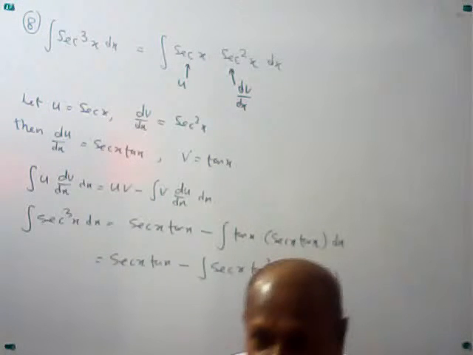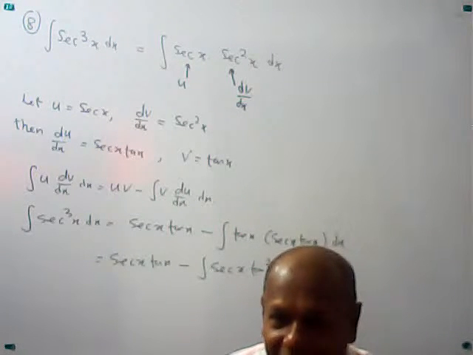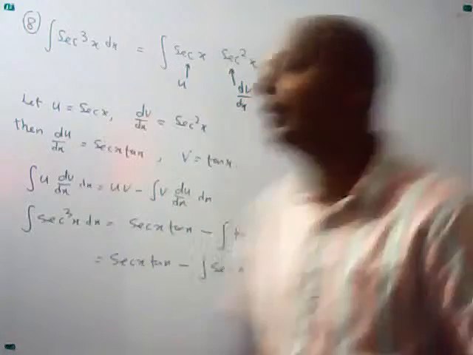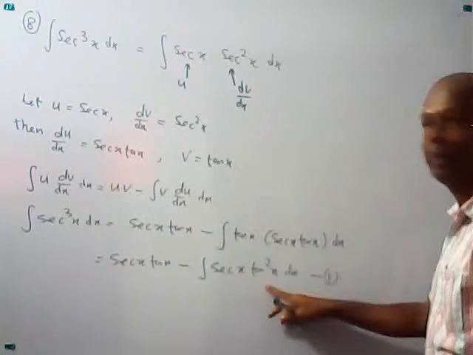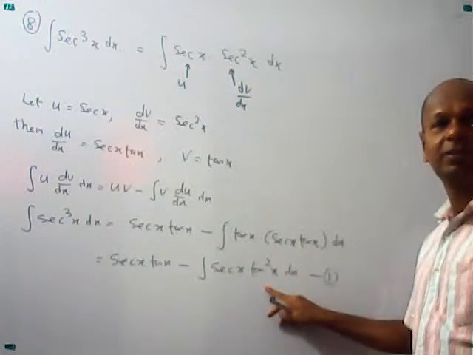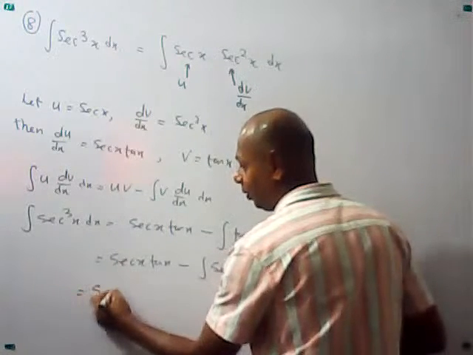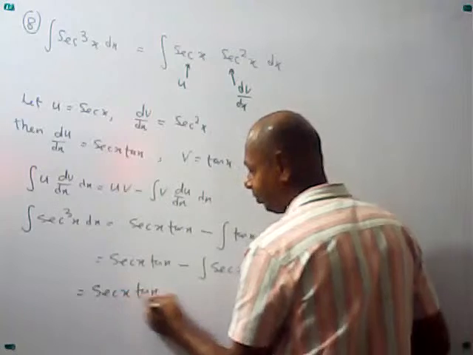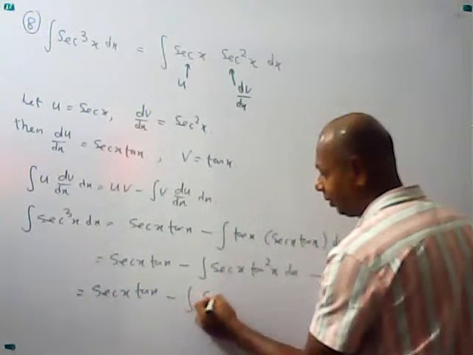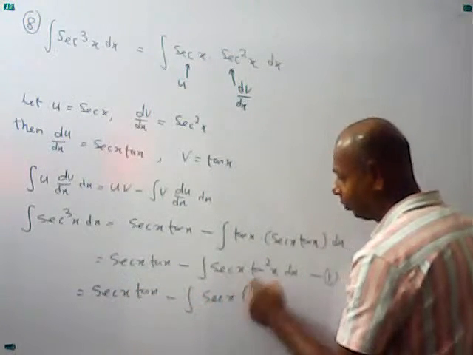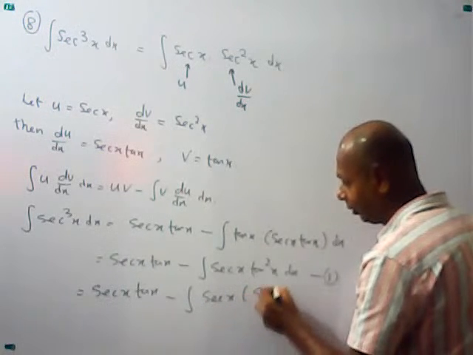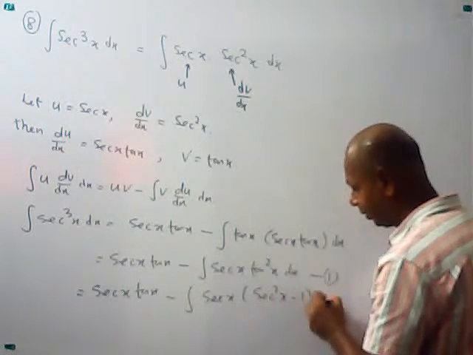Yes, you can replace tan squared by sec squared minus 1. Let's do so. Sec x tan x minus integral of sec x into this is replaced by sec squared x minus 1.